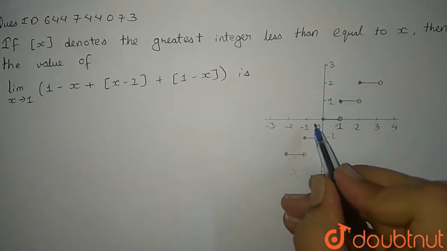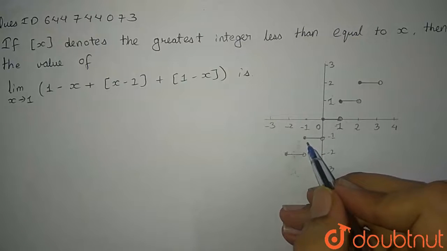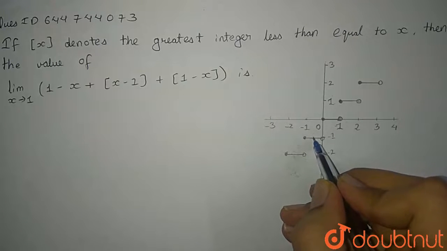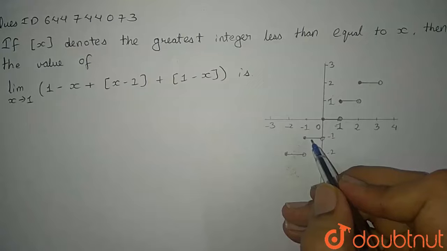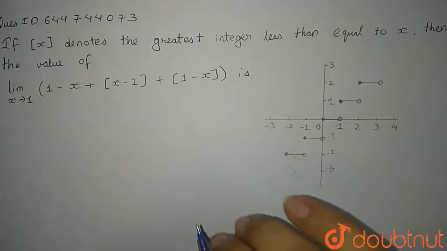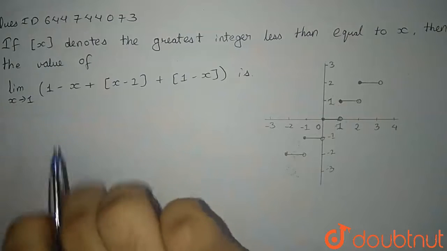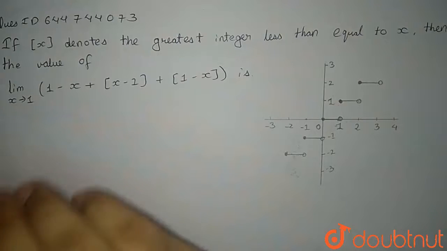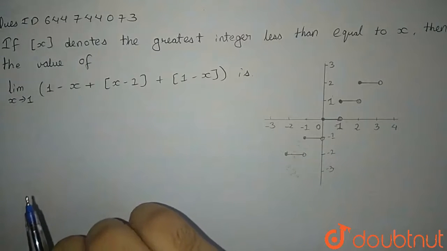Like this. Now it is interesting to see the negative part. For minus 0.5, the value will be minus 1, because what is the greatest integer that is less than minus 0.5? It is minus 1. Okay. So let us start by calculating the RHL and LHL of this limit. That's the main strategy. If RHL is equal to LHL, then the limit exists and we will check the value.